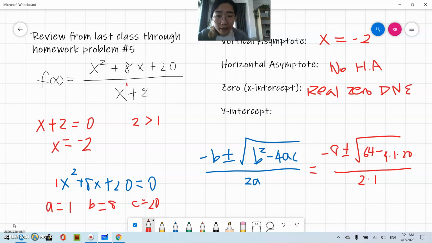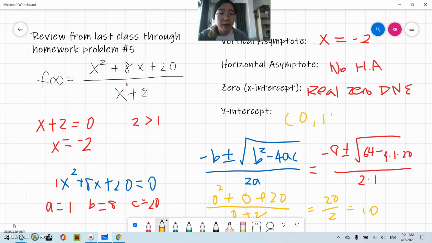Let's talk about the y-intercept. Y-intercept is found by plugging 0 into x. So it's 0 squared plus 8 times 0 is 0, plus 20, over 0 plus 2. So it's 20 over 2, meaning 10. So my y-intercept is (0, 10). So that's how you have done this number 5.